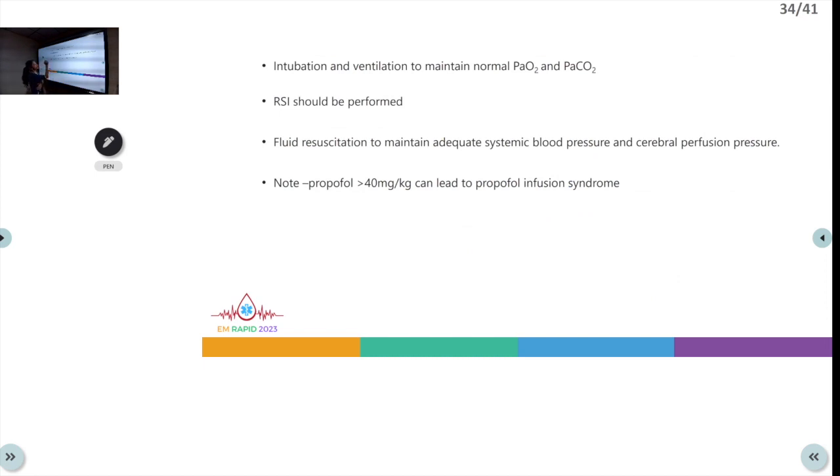As we told, intubation and mechanical ventilation is required to maintain normal PaO2 and PaCO2, and along with that we need to give fluid resuscitation to maintain adequate systolic blood pressure and cerebral perfusion. And note that if we are starting propofol infusion, a propofol dose of more than 40 mg per kg can lead to propofol infusion syndrome. And if we are continuing for more than 48 hours also, there is a risk of propofol infusion syndrome.